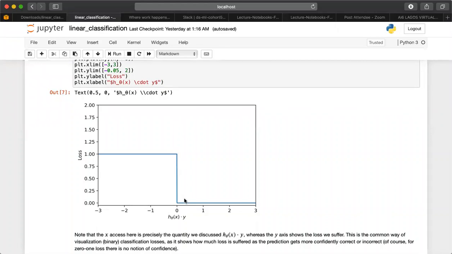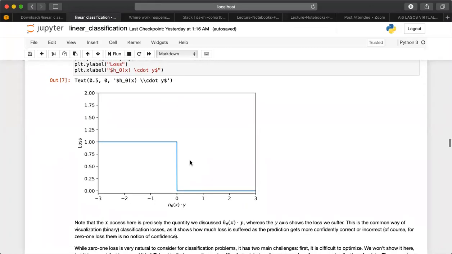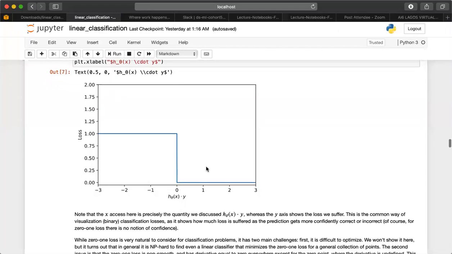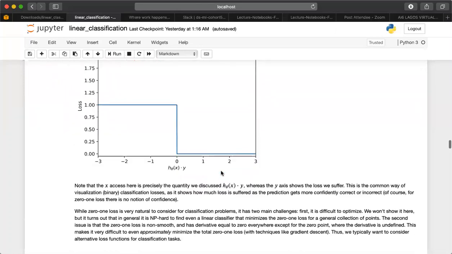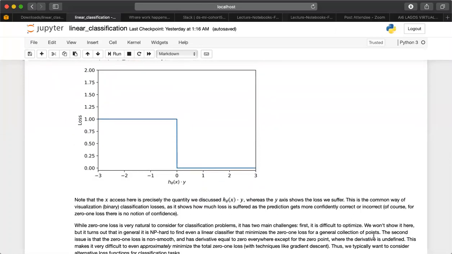If we could learn with this loss, this would be the perfect loss that we want. But it's impossible. It's difficult to optimize. That's the setback of the 0-1 loss. It throws more light on what he said here: the derivative is equal to 0 everywhere, except at 0. Because you're having just straight lines in the x-axis region. At 0, the derivative is undefined.